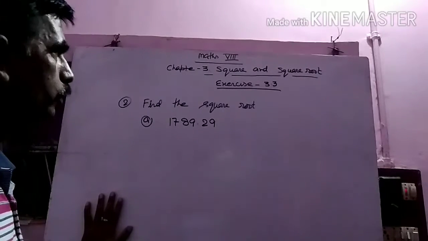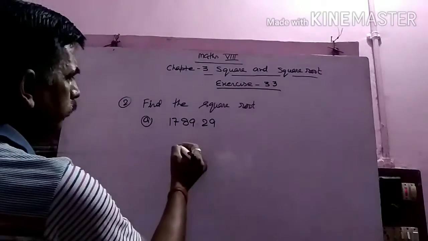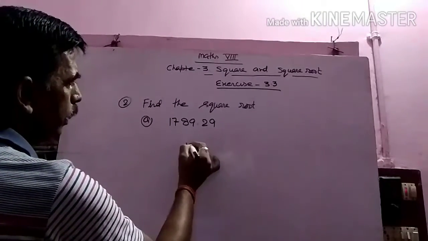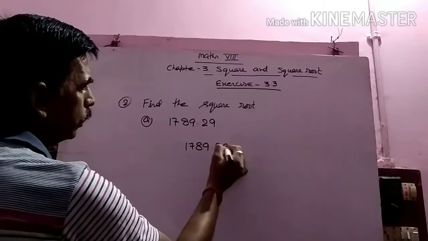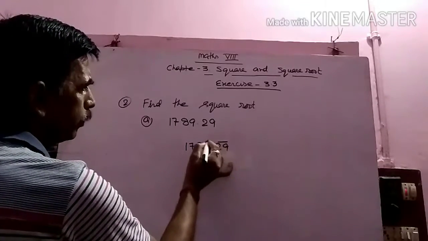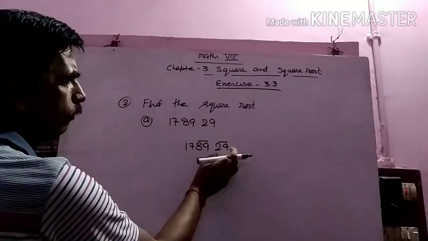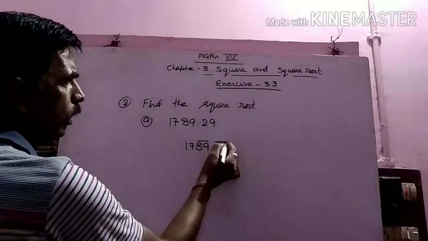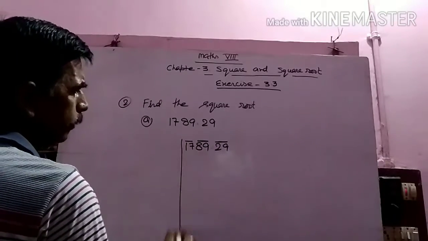To get the square root of the given number, we have to apply the long division method. 1789.29: make the groups of 2. After the decimal there are 2 digits, so it's easy to make the groups of 2. So we have to draw a line to make the groups.